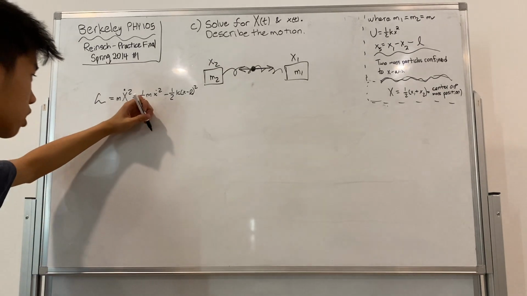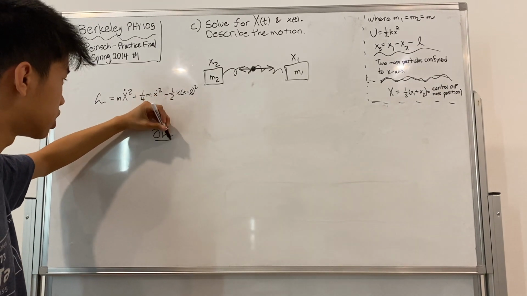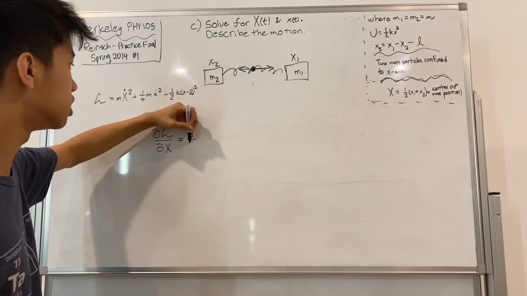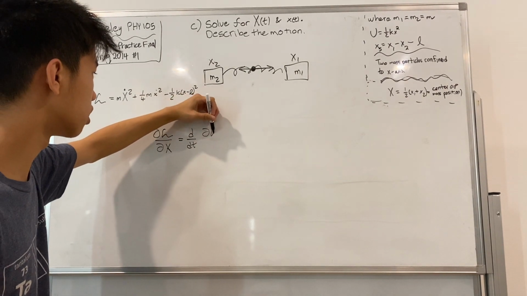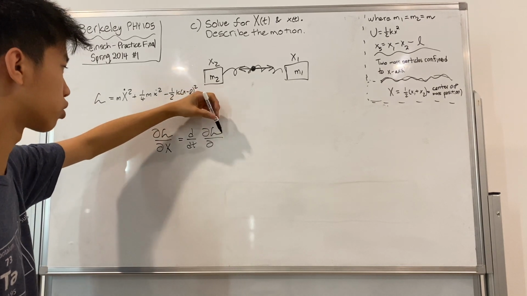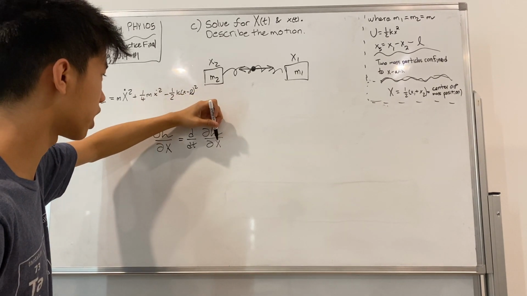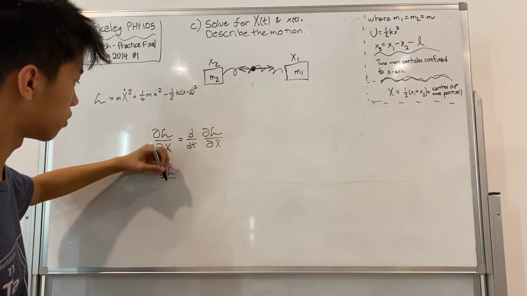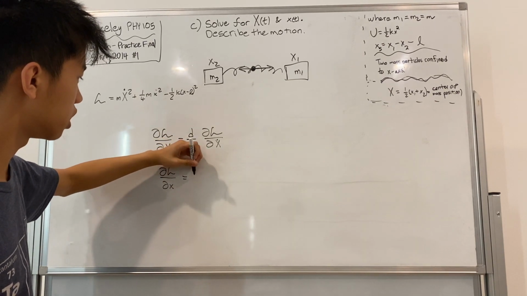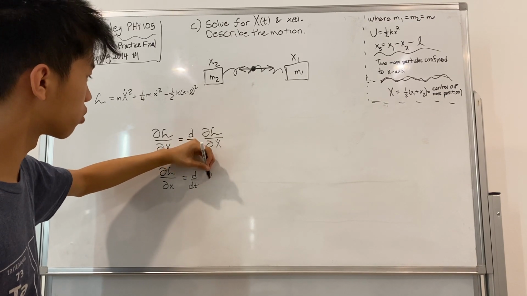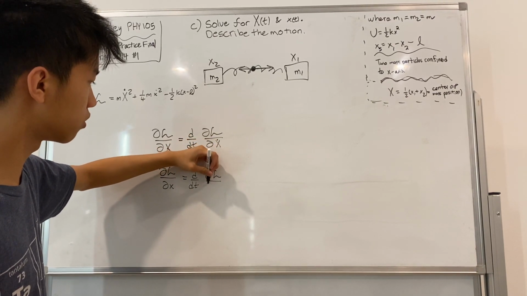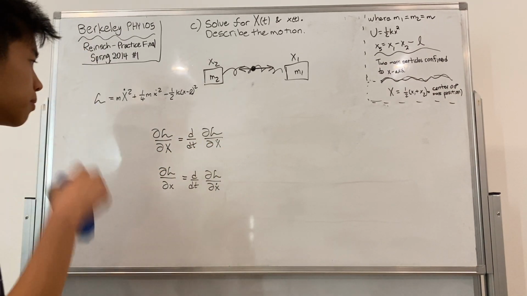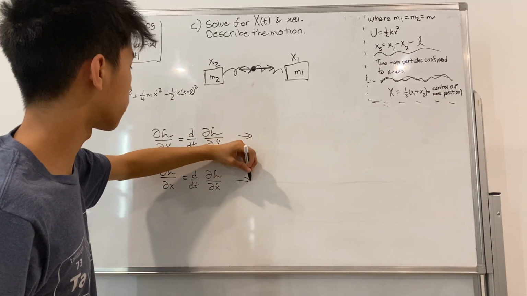So let's start. We know the derivative of the Lagrangian with respect to big X equals d/dt of the derivative of the Lagrangian with respect to big X prime. And we know that the derivative of the Lagrangian with respect to little x equals d/dt of the derivative of the Lagrangian with respect to little x prime. So we can solve for that.